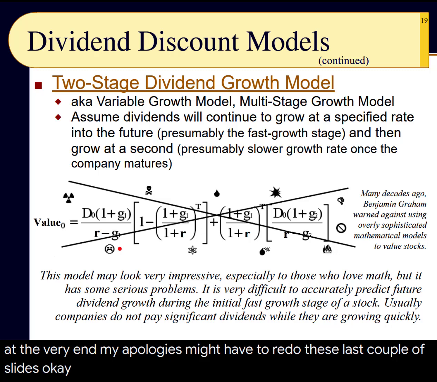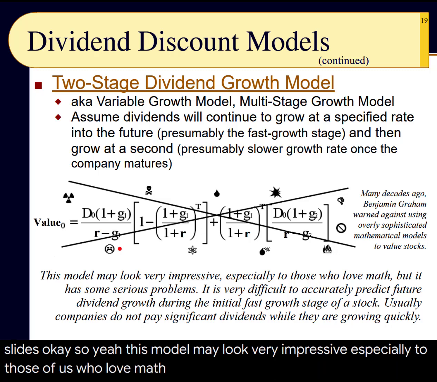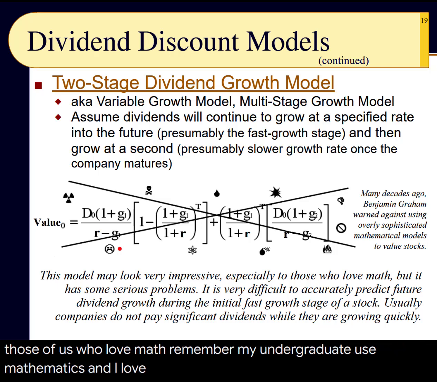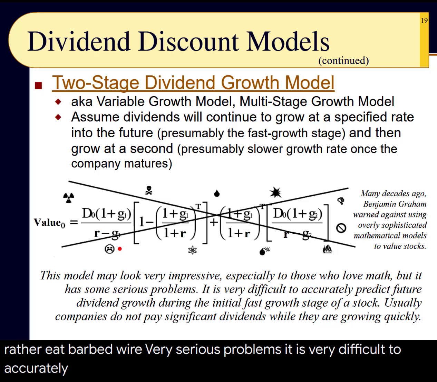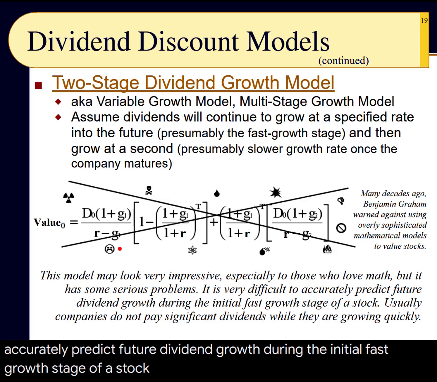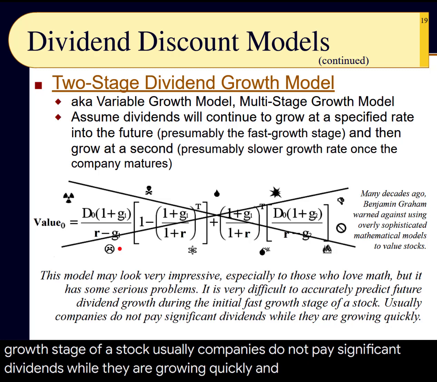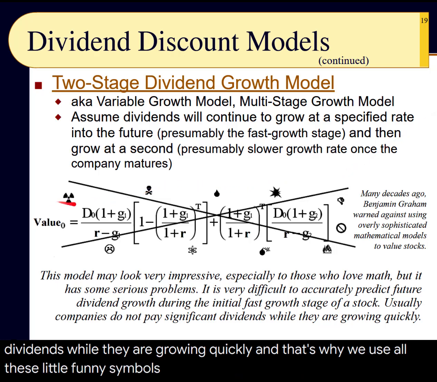Okay, so this model may look very impressive, especially to those of us who love math. Remember, my undergraduate is mathematics, and I love math, but I know that most people would rather eat barbed wire than look at formulas. But it has some very serious problems. It is very difficult to accurately predict future dividend growth during the initial fast growth stage of a stock. Usually, companies do not pay significant dividends while they are growing quickly, and that's why we use all these little funny symbols to try to warn you that we have nothing to do with this model.